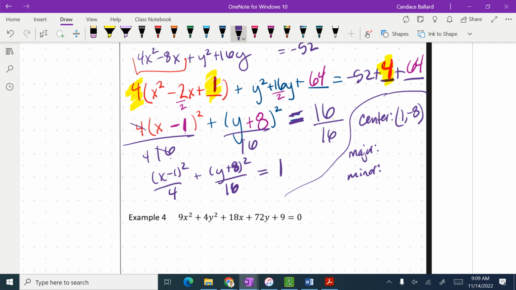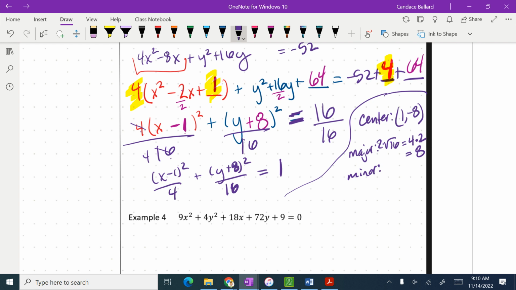So what I'm going to do is take the square root of 16, which is what? 4, and I'm going to multiply it by 2. What's 4 times 2? 8. So the length of my major is 8. I really should have probably written 2 times the square root of 16, right? If I'm being specific about it.